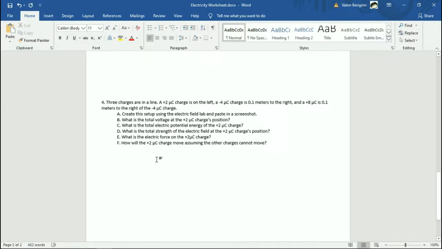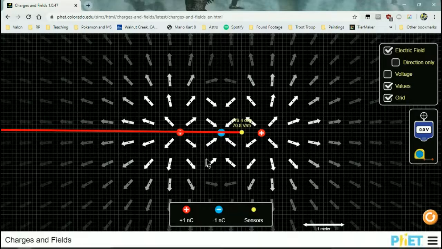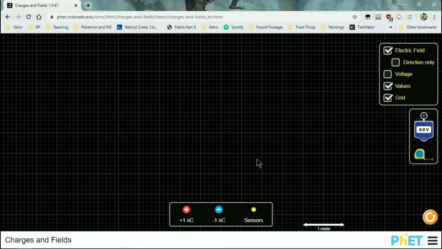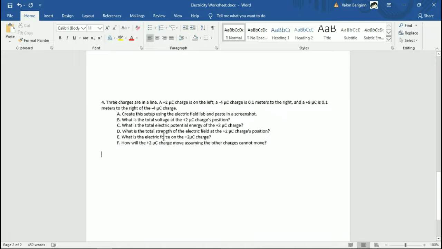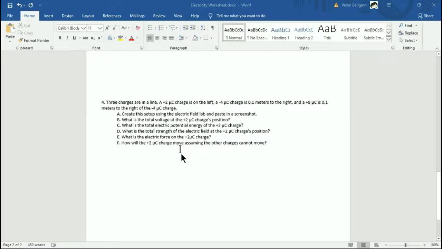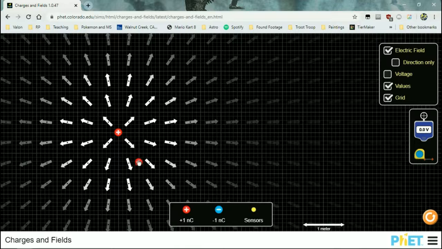Okay, so here, we got to create this in the lab. So I'm going to do this a little, again, let me reset it, but I want the grid and the values back. Okay, so what do I want? Let's see. 2 microcoulomb charge is on the left, and then a minus 4 is 0.1 meter to the right. Okay, again, I'm going to say 0.1 meter is just 1 meter just to make the scaling better. So what do we have? Okay, plus 2 micro. I'll just do plus 2 nano because I'm lazy. So I'll just do 2 of those.